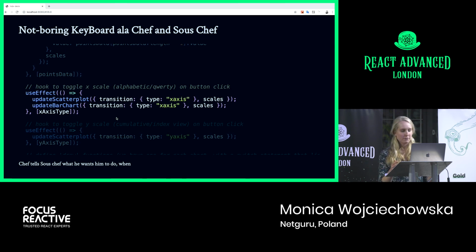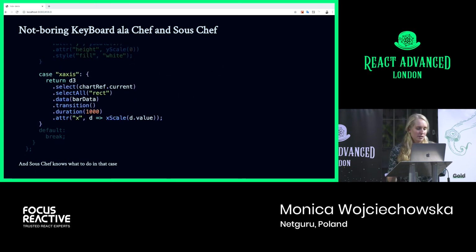And we're going to repeat this pattern for the other transitions. So in this case, when the user toggles the X scale from alphabetic to QWERTY or QWERTY to alphabetic on the button click, our chef, React, will tell our sous chef, D3, that, okay, whenever the X-axis type changes, I want you to update the scatter plot and update the bar chart. And then in this case, I'm providing you with the information that this was of type X-axis. And of course, our sous chef, D3, knows exactly what to do in this case. He again selects where he wants to make those edits, introduce those transitions, and does so. So here we're just changing the X attribute.